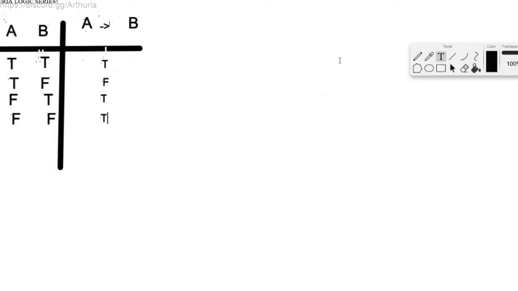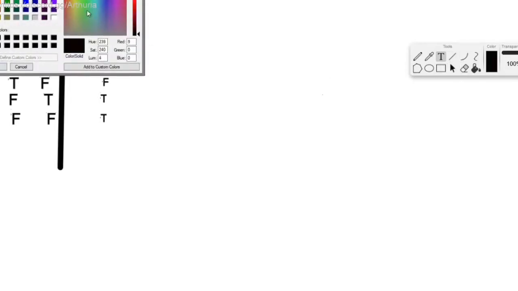I think that's a good example. Does that make more sense? The rule only applies if A is true. Yes, that's the only time it's false. The only time it's going to be false is this case, right? Yeah, I think I get it.